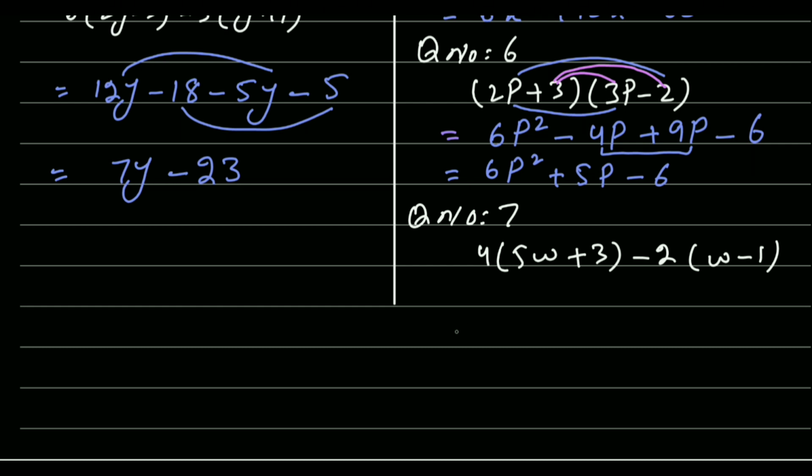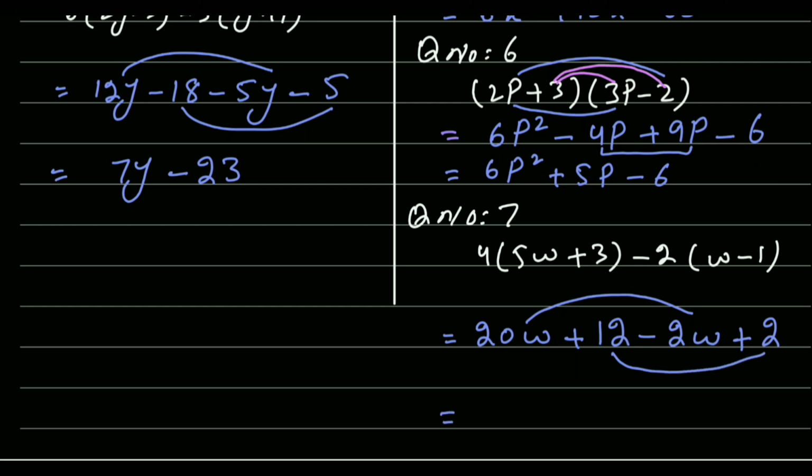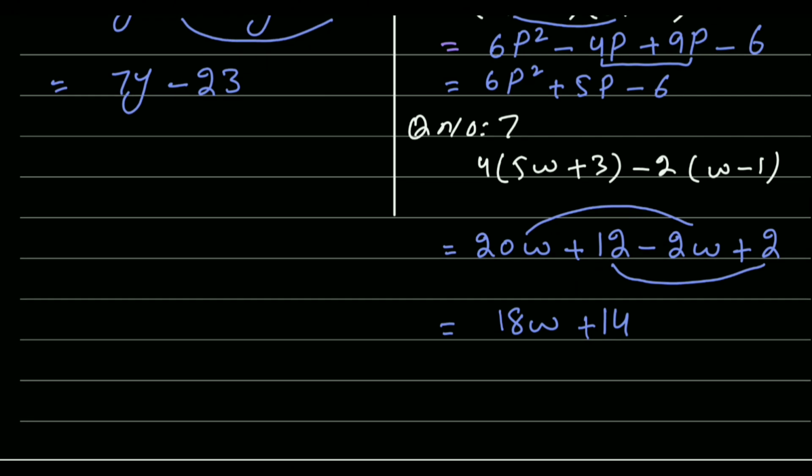So same method, 4 will be multiplied with 5w, 5 4s are 20w, 4 will be multiplied with 3, 4 3s are 12, minus 2 will be multiplied with w, 2w, and now we will change this sign because of this negative sign that is outside the bracket. So please don't forget to change it, otherwise your whole question will be wrong. Minus minus plus and 2 1s are 2. Okay, now we will simplify it. 20w minus 2w are the like terms, and 12 and 2 are the like terms. 20w minus 2w is 18w, and plus 12 plus 2 is plus 14. So that is our final answer.